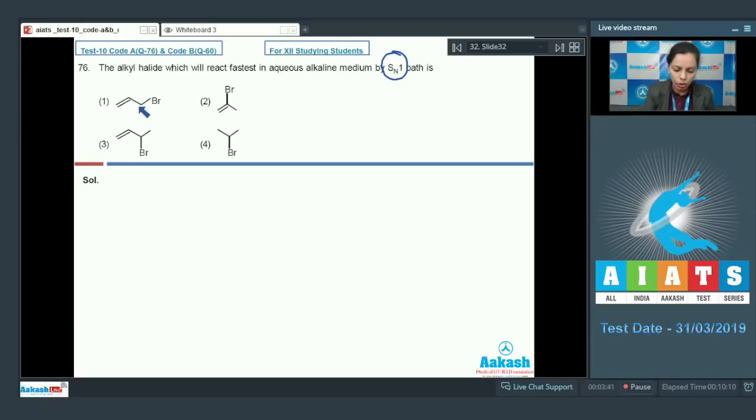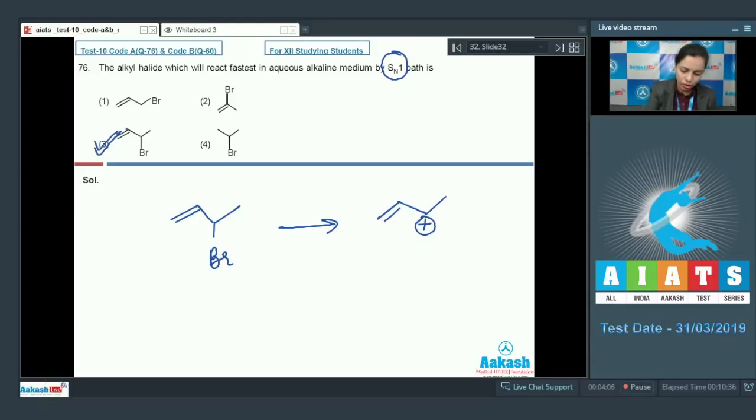So among all these options, if you look at option 3, there is the bromoalkene, and in this case the formation of the carbocation is this. This would be the carbocation that's formed here, and this carbocation is quite stable. Due to that, this is the correct option. It means this is the alkyl halide which will react fastest in aqueous alkaline medium by SN1. So the correct answer becomes option 3.